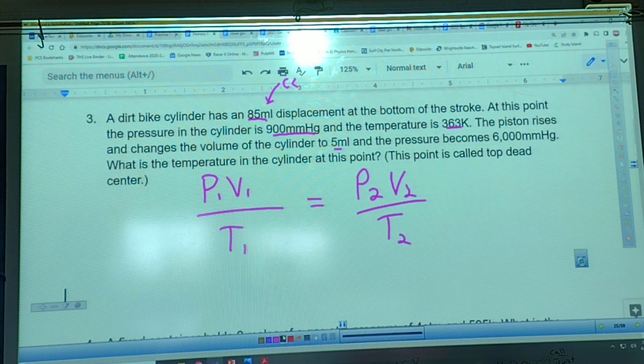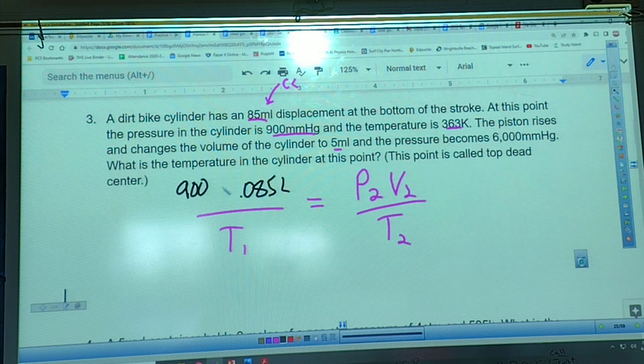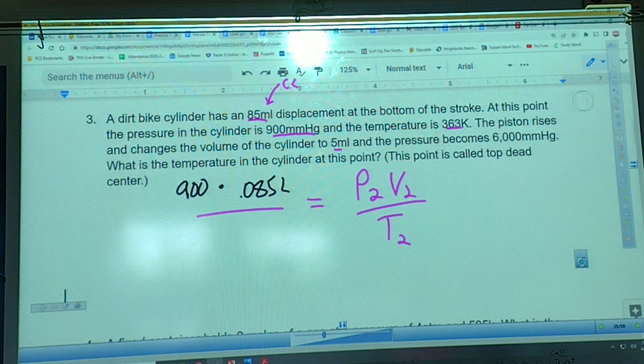So we're going to go right here. We're going to put our numbers for the letter. 85 milliliters is our volume. That would be 0.085 liters. And our first pressure is 900 millimeters of mercury. And then the first temperature is 363 Kelvin. And that's good because we have to use Kelvin here.